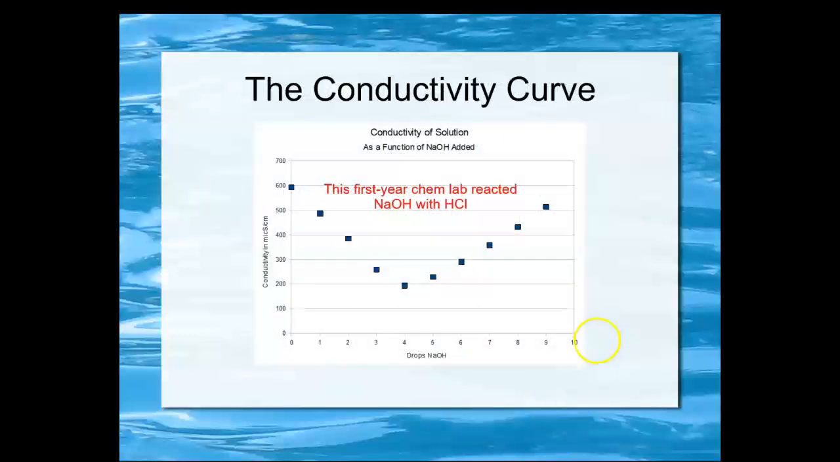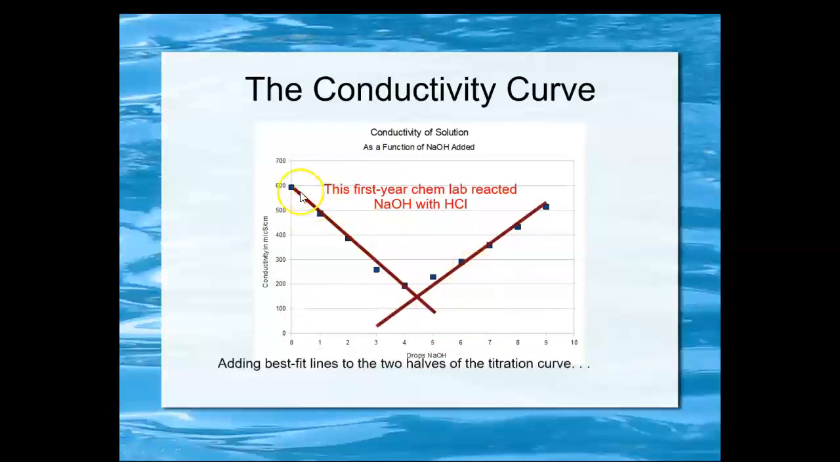So, this is the conductivity curve that results. As you can see, we're adding 1, 2, 3, 4, 5, 6, 7, 8 drops of sodium hydroxide to the hydrochloric acid in a beaker. We stir after every addition and we see what happens. We get the sodium hydroxide turning the solution pink around here. So this is what the first year lab students do.